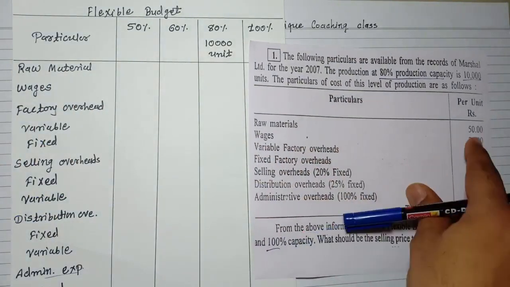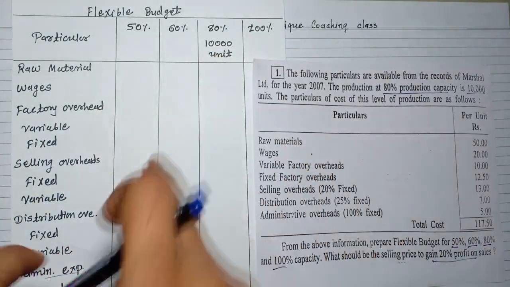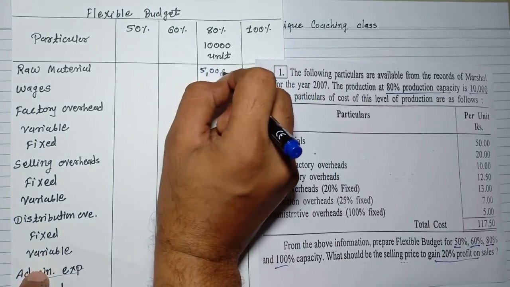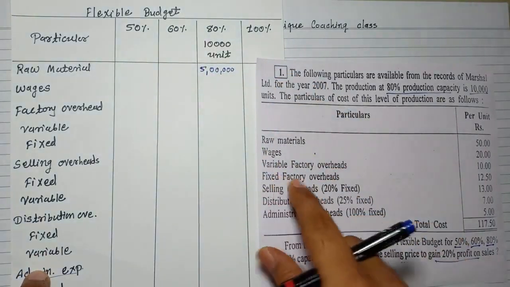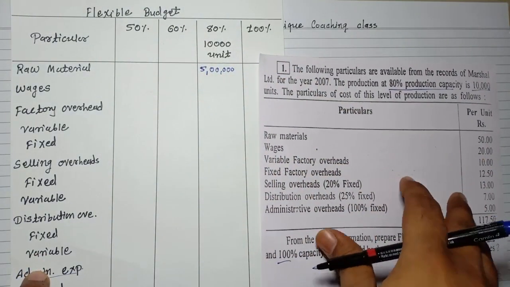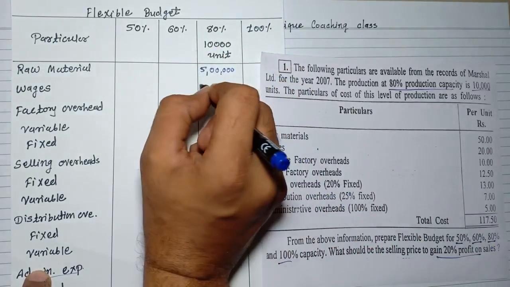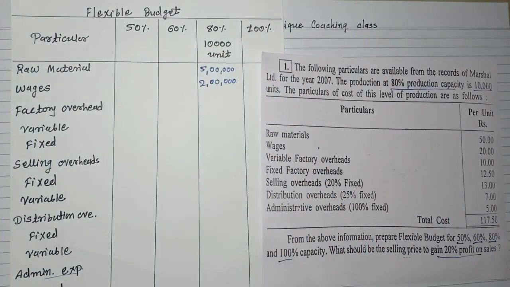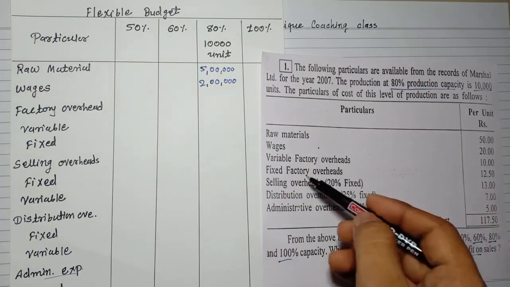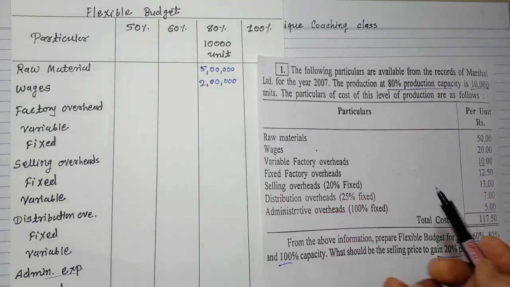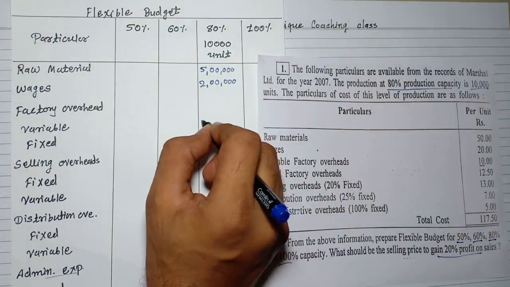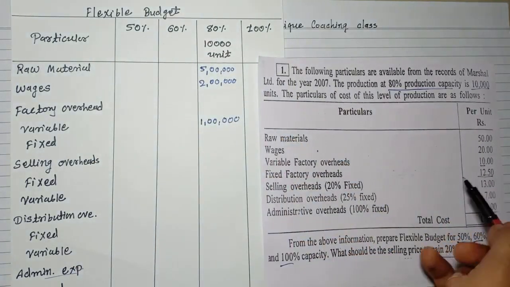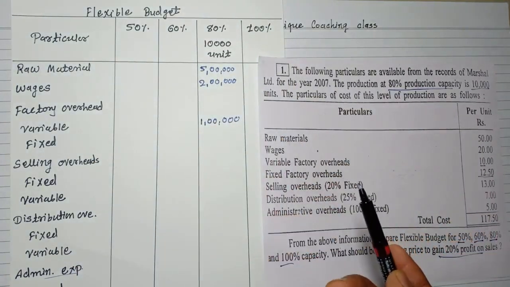Here raw material is given per unit 50. So very simple, per unit 50, so 10,000 into 50 it will be 5 lakh. Very simple, it is given per unit. Wages per unit 20, 10,000 into 20 it will be 2 lakh. Then factory overheads, so it's also simply given. Variable is per unit 10, 10,000 into 10 it will be 1 lakh. And fixed 12.5 is also per unit, so we will multiply with units.